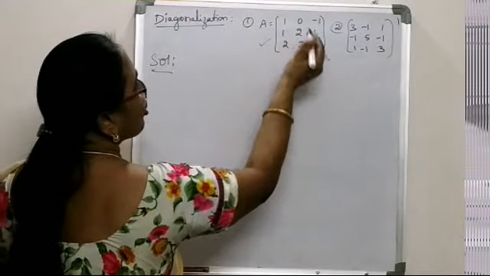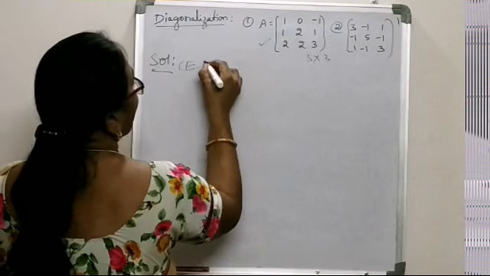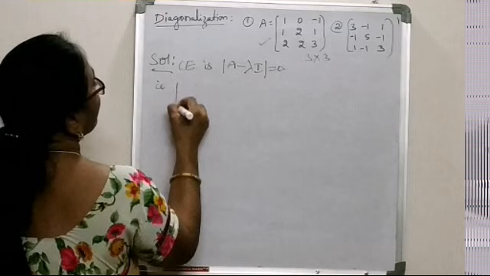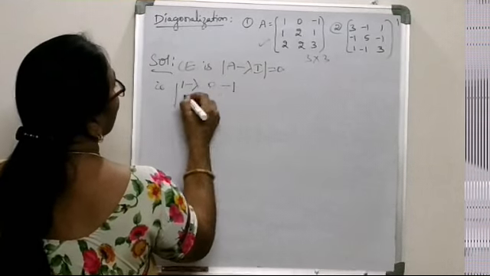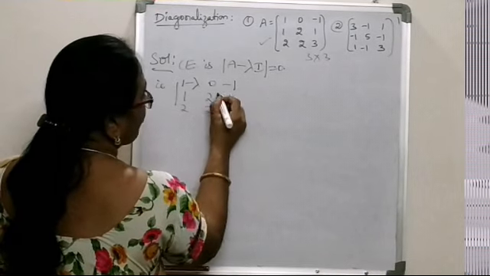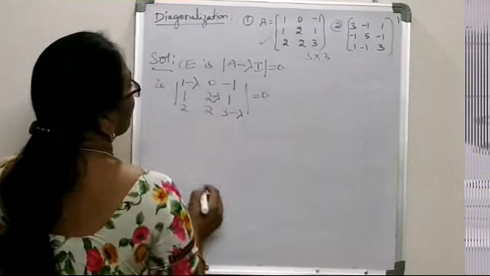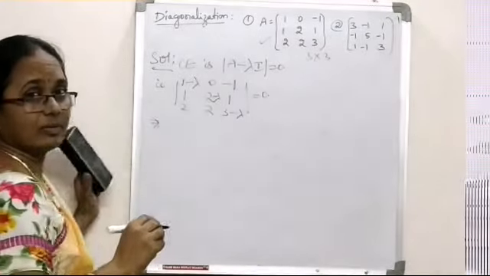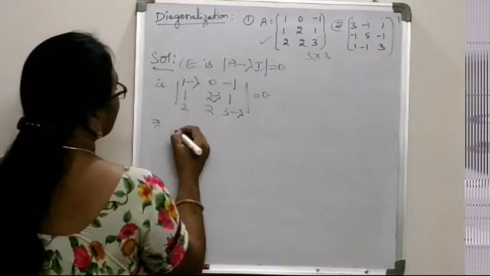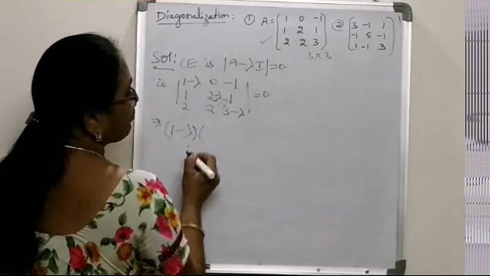So for getting the eigenvalues and the eigenvectors, we start with the characteristic equation. As we know, the characteristic equation is det of A minus lambda I equal to 0. That is det of 1 minus lambda, 0, minus 1; 1, 2 minus lambda, 1; 2, 2, 3 minus lambda, is equal to 0. On simplification we get, right? On simplification, please listen carefully.